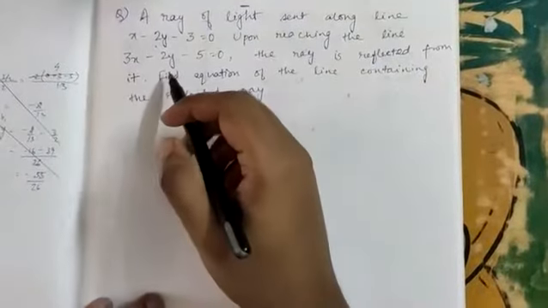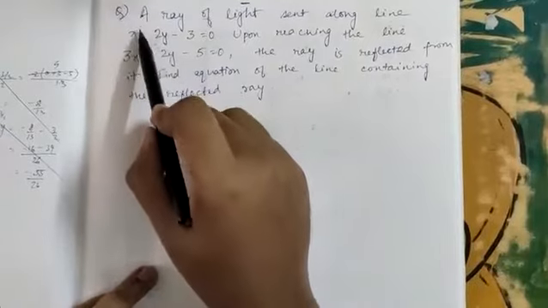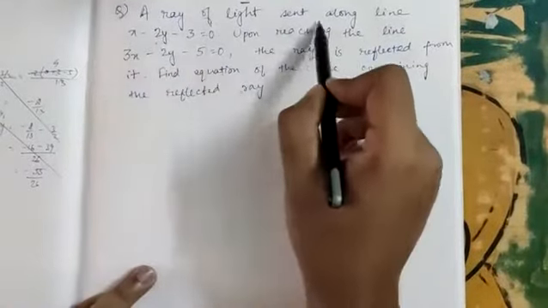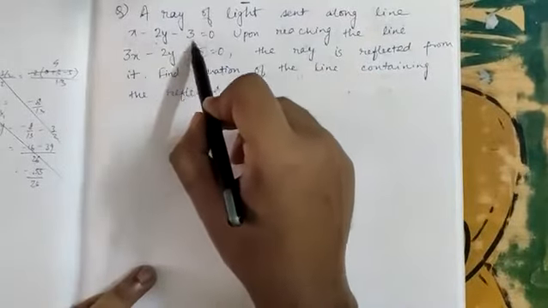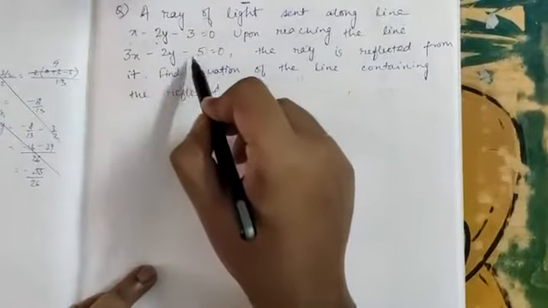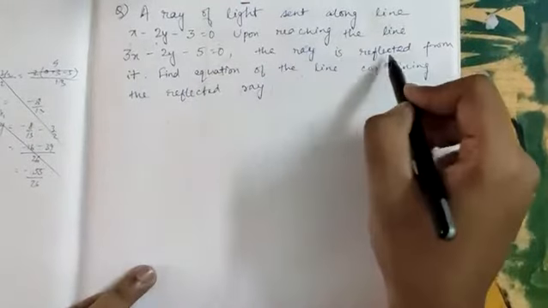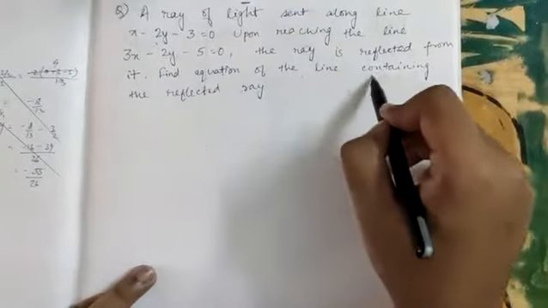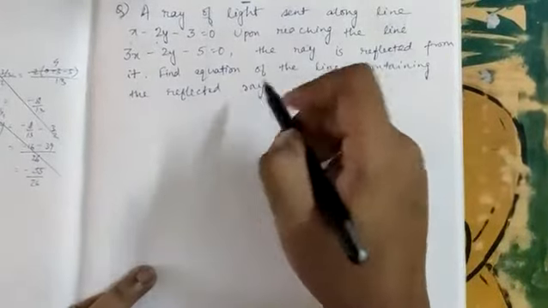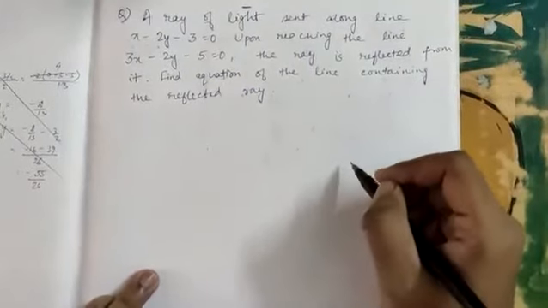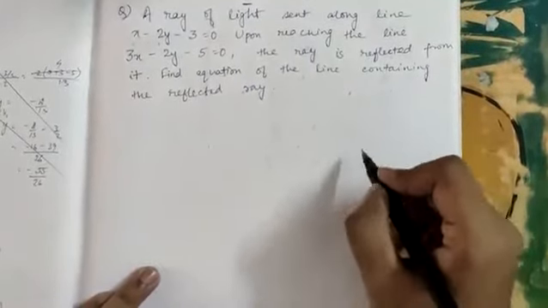So today's first question is, as it says, question number 1, I'm starting now. A ray of light sent along line x minus 2y minus 3 equal to 0. Upon reaching the line 3x minus 2y minus 5 equal to 0, the ray is reflected from it. Then find the equation of the line containing the reflected ray. So no options are given. This is kind of a subjective question but important for building up the concept.